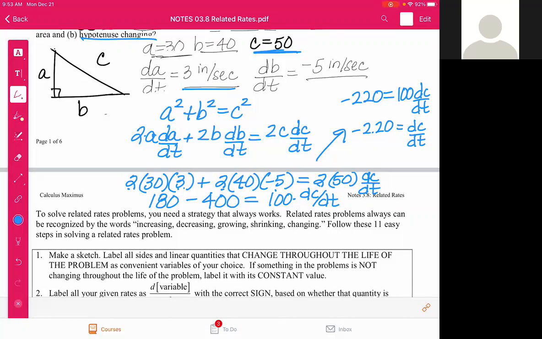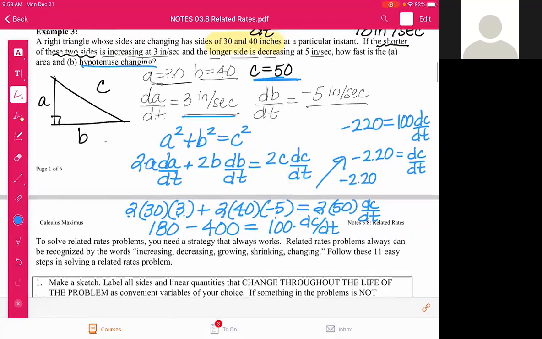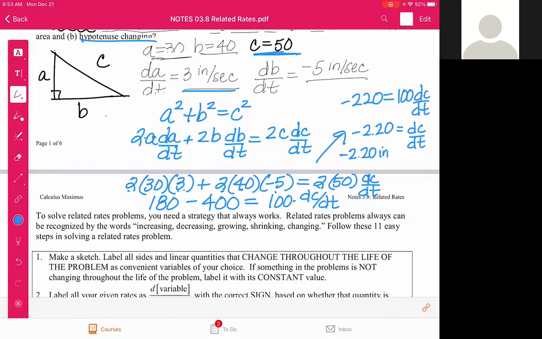It's getting shorter because this is negative. And so this would be negative 2.20. And we were in inches. So this is plain old inches, because a hypotenuse is a linear length. So inches per second.